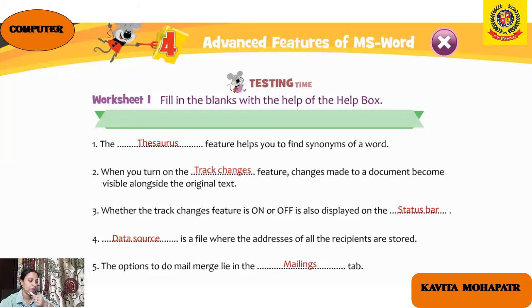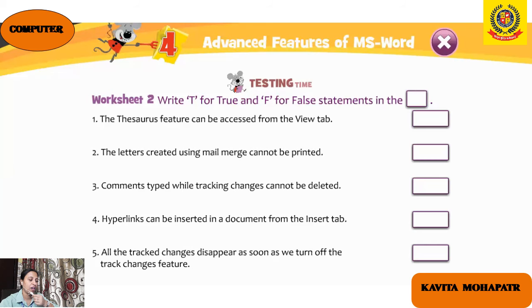It is false. The letters created using mail merge cannot be printed. This is also false. Comments typed while tracking changes cannot be deleted. This is also false. Hyperlinks can be inserted in a document from the insert tab. True. All the track changes disappear as soon as we turn off the track changes feature. It is also true. Again I am repeating the answer. First one false, second one false, third one false, fourth one true, then fifth one true.